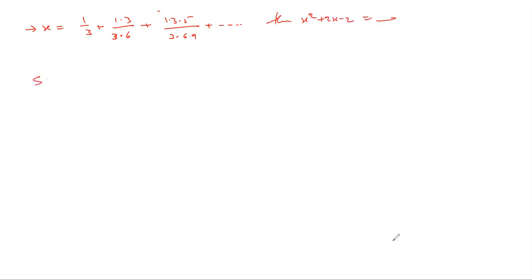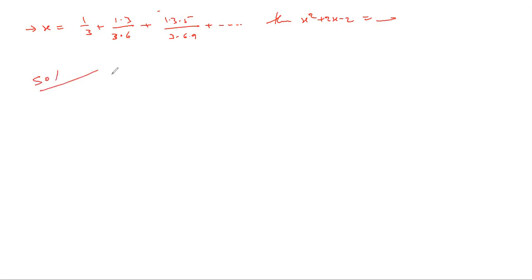Next problem. X is 1 by 3 plus 1 into 3 by 3 into 6 plus 1 into 3 into 5 by 3 into 6 into 9 plus and so on. Then x square plus 2x minus 2 value we need to identify. Let us solve this problem.